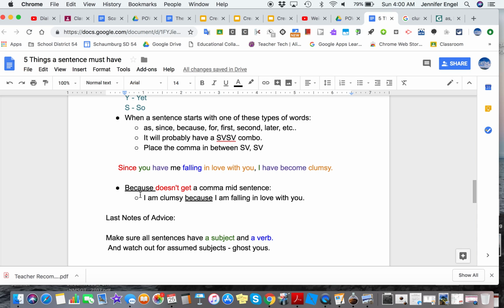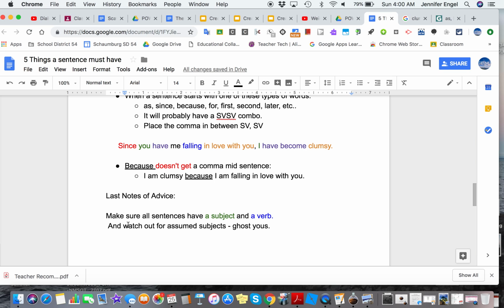Another note, because does not get a comma mid-sentence. So for example, I am clumsy because I am falling in love with you gets no comma, so leave your becauses alone. Last note of advice.